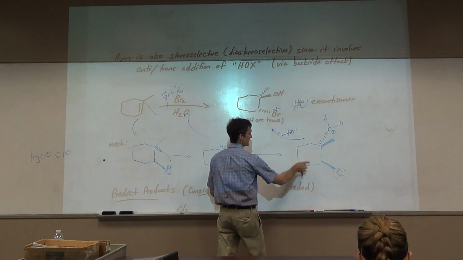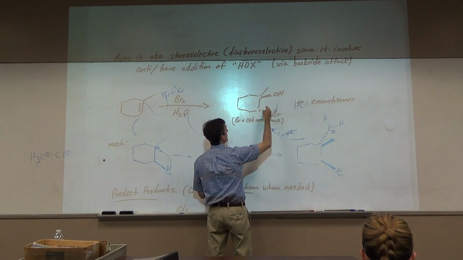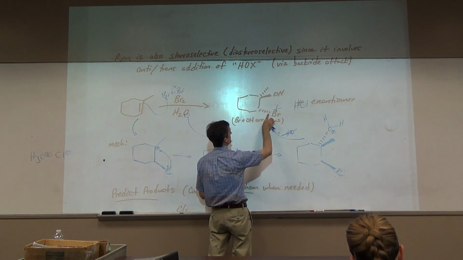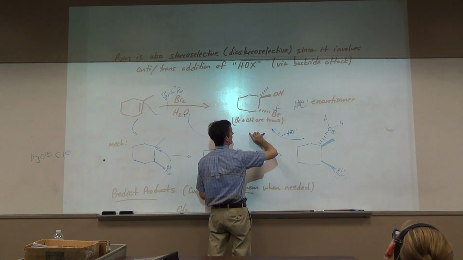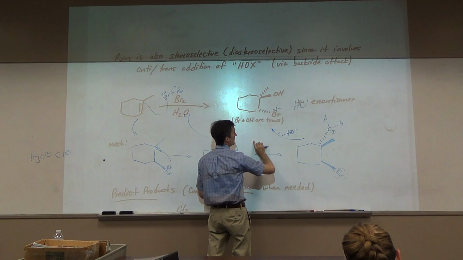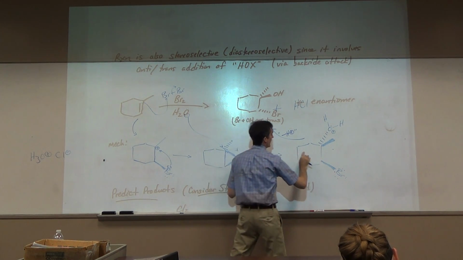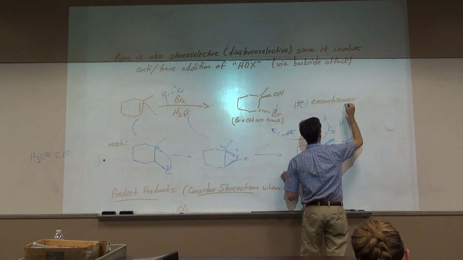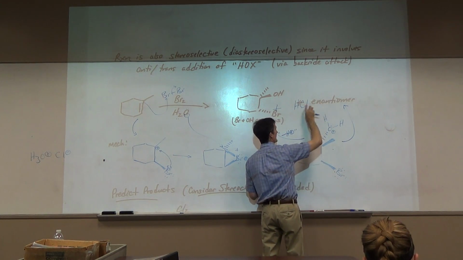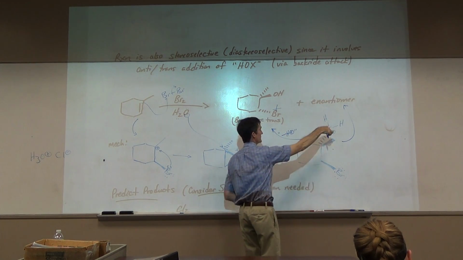You would get what? You would get the bromine forward, the OH back. Oh, hold on. That's bromine back, OH forward. Well, guess what? You really get the enantiomer. What we made is the enantiomer. I did it on purpose so I could show you the enantiomer.